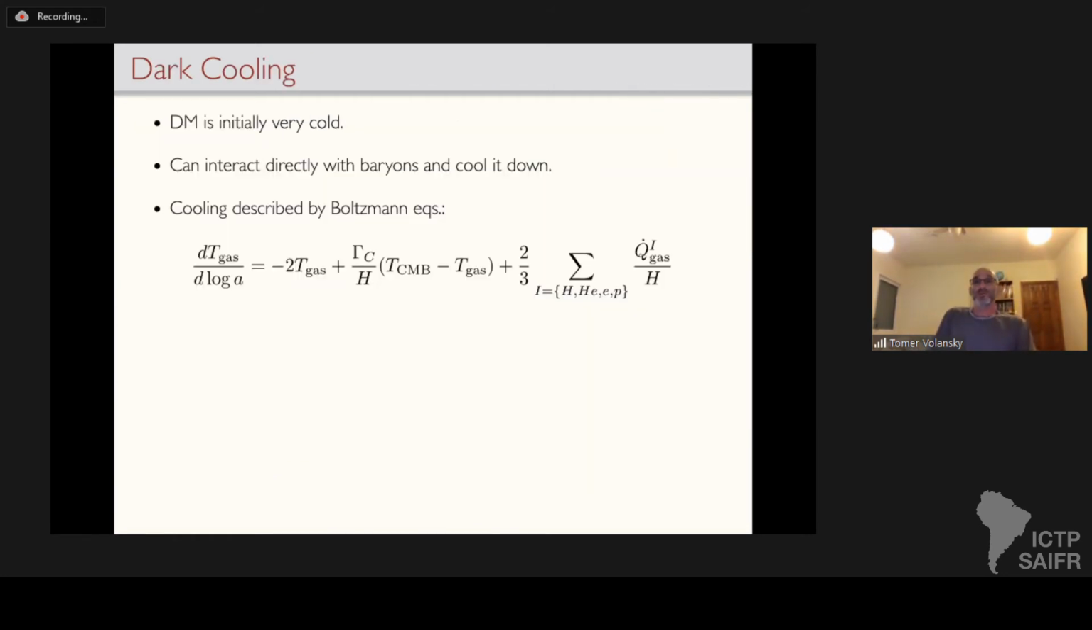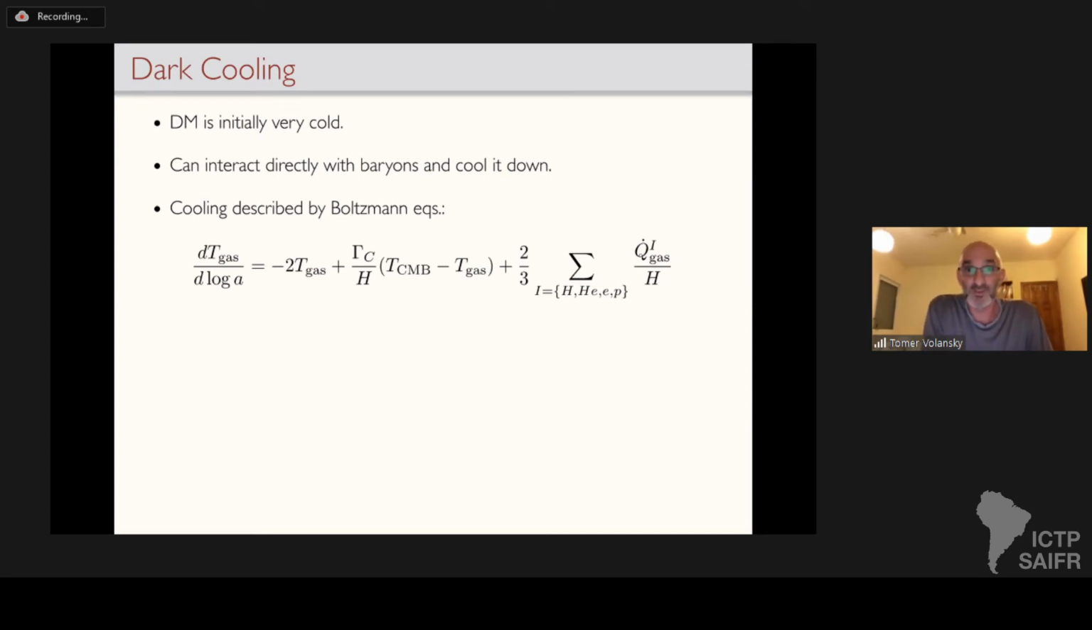So one of the things that people have paid attention to is the idea that dark matter can cool the baryons. So what we need is for the baryons to be colder than what we naturally expect them to be. And if we have dark matter interacting with those baryons, then they can cool it down. The Boltzmann equation that describes it is written right here. We don't really need to pay close attention to it.